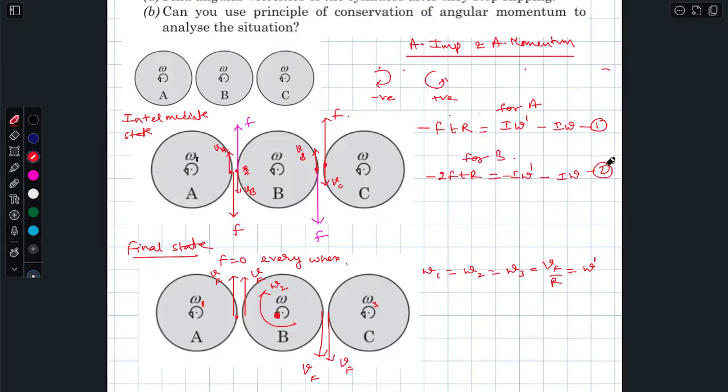Now you please confirm me, have you understood this or not? By using 1 and 2, what you will get? 2 times I omega dash minus 2I omega is minus I omega dash I omega. So this will become I omega dash is equal to 3.